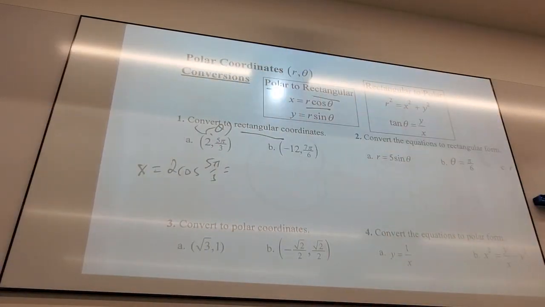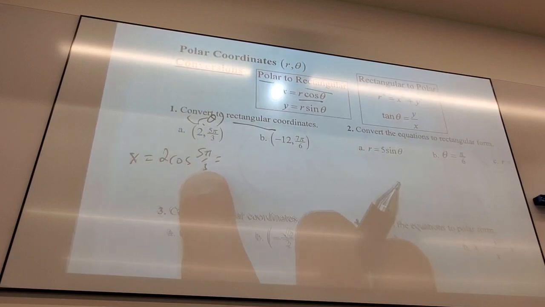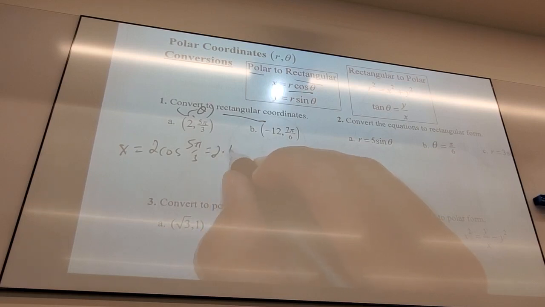This is where it's going to be hard if you never actually took the time to remember what cosine of 5 pi over 3 is. You can't do this otherwise. So 2 times a half, 1.